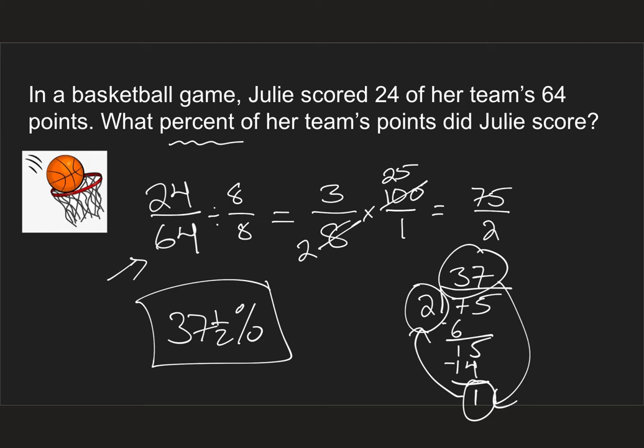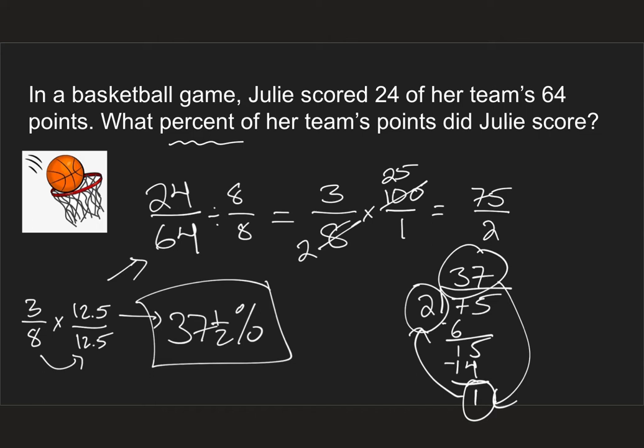Now, when we had 3/8, you can multiply 8 by 12.5, and that will make 100. So if we knew that, we could have done 3 times 12.5, and that would give us 37.5%. Sometimes it's handy to know that 8 times 12.5 fact. Okay, so she scored more than 30% of her team's points.